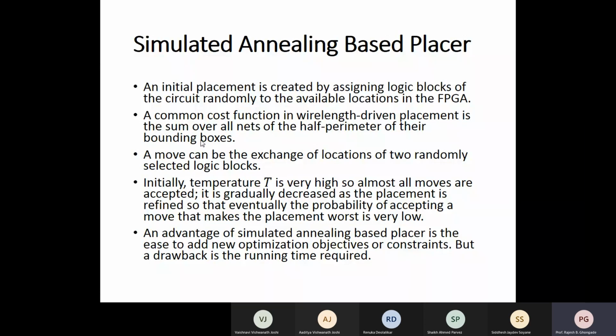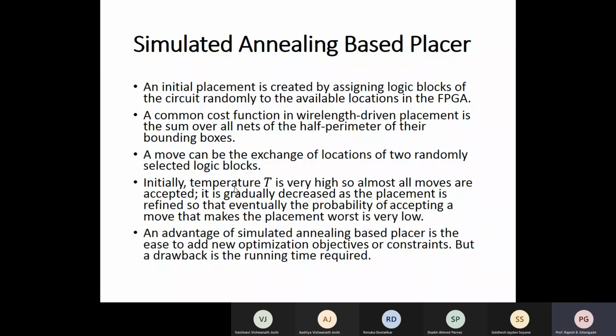Initially, temperature T is very high, so almost all moves are accepted. It is gradually decreased as the placement is refined, so that eventually the probability of accepting a move that makes the placement worse is very, very low. So it is all probabilistic. As I decrease the temperature, I decrease the threshold for whether I will select or reject that particular move. An advantage is that it is easy to add new optimization objectives, also called constraints. But the drawback is the running time required. Remember that this will take a finite number of iterations, and that number is a big headache. It can take a few minutes, or a few hours, or a few days.